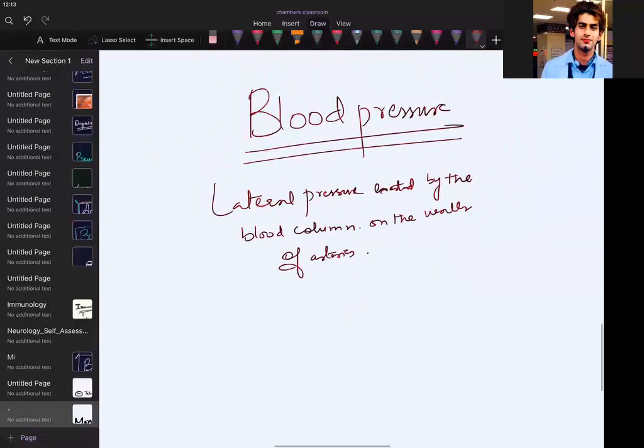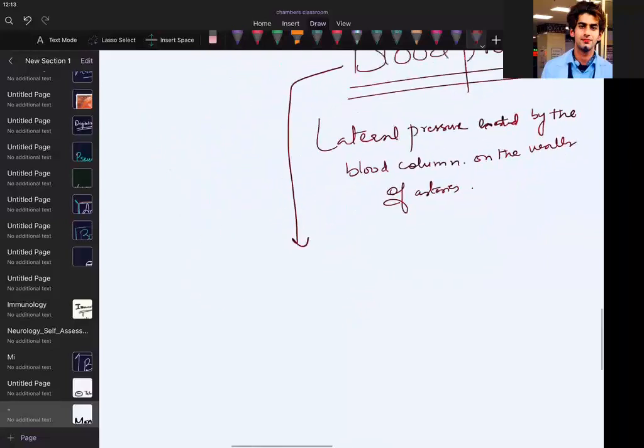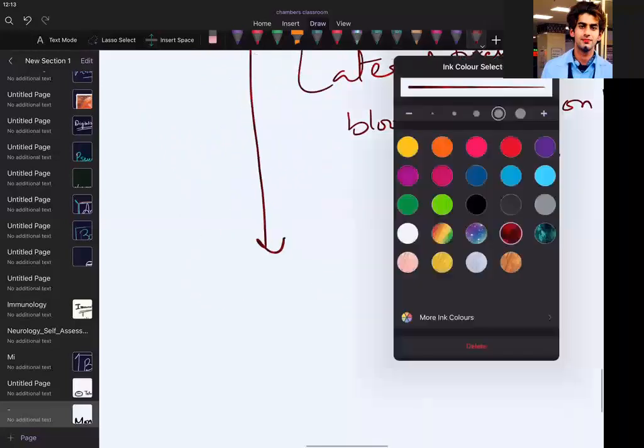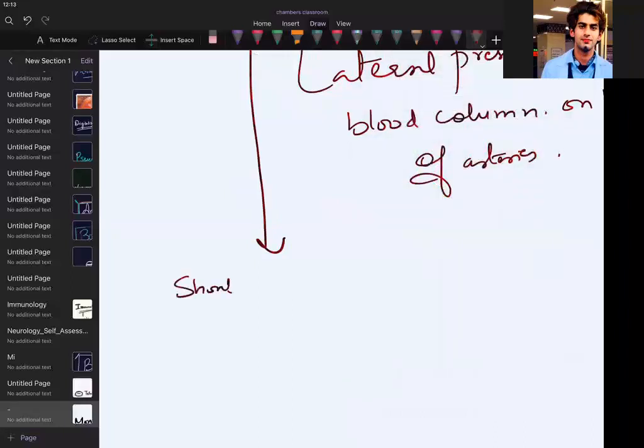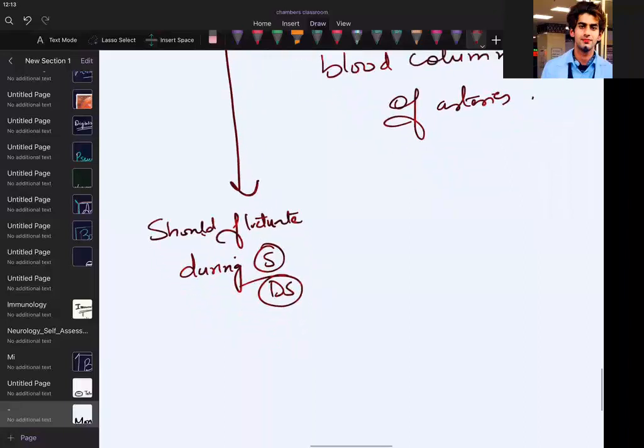So this blood pressure should fluctuate within physiological limits. That is the property of blood pressure. Please remember this. It should fluctuate during systole and diastole. Whenever the heart is in systole, it should change, and in diastole, it should change.